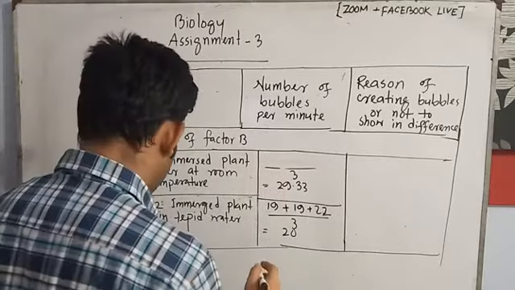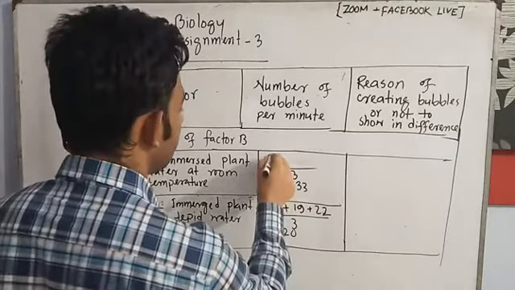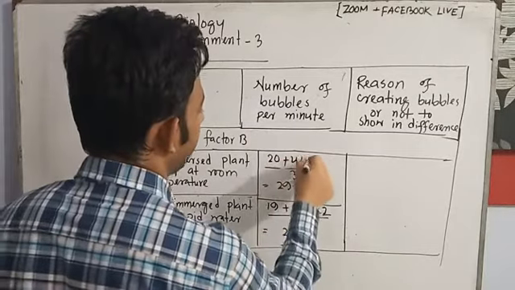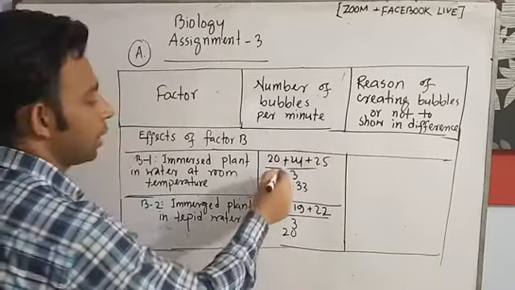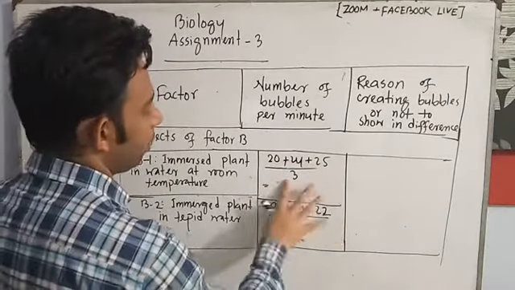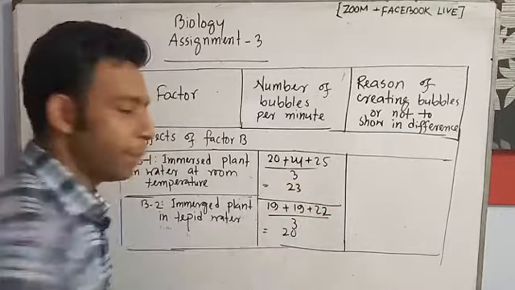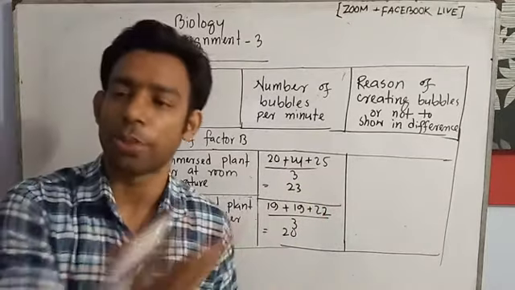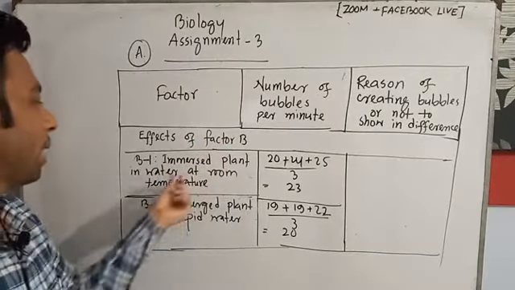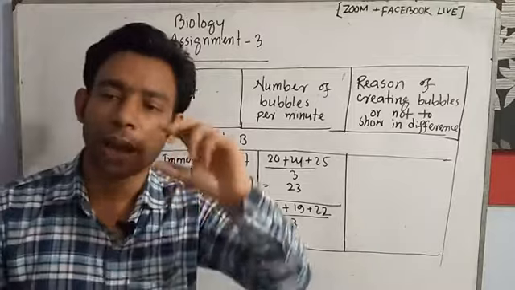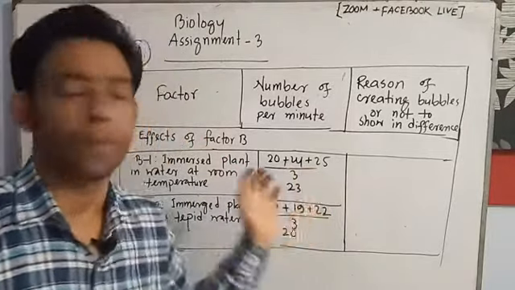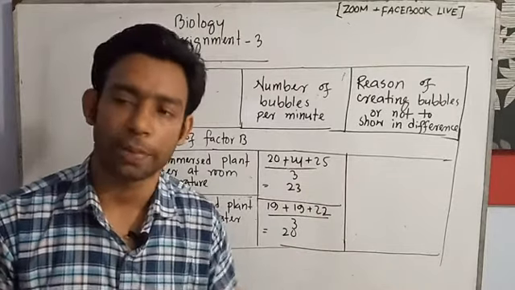Okay, I got the first one 20, the second one 24, and the last one I got 25 bubbles, and the average there is 23 bubbles. It can be increased, it can be 46 also. What you get? This is the experiment. When I keep the immersed plant in the water at room temperature, counting the bubble number, it is found to be 20, 24 or 25, likely that, and it is 23 there.